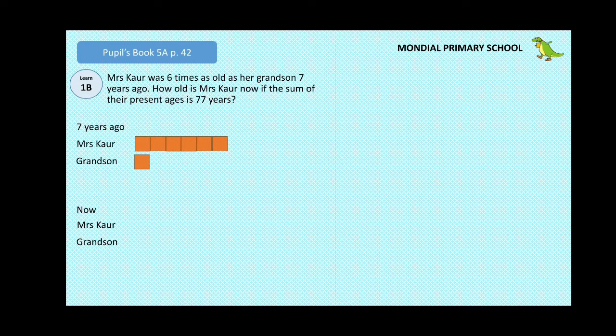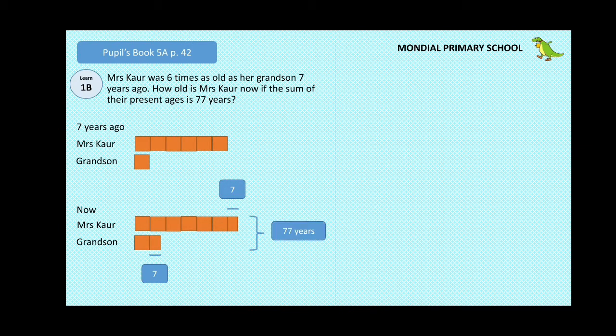Next, the second model. What changed after 7 years? Yeah, of course. Both Mrs. Kaur and her grandson are 7 years older. So duplicate the first model but add 7 years to Mrs. Kaur's and her grandson's ages to get the second model. After that, remember to label all the given values. And what to find? That is Mrs. Kaur's present age.